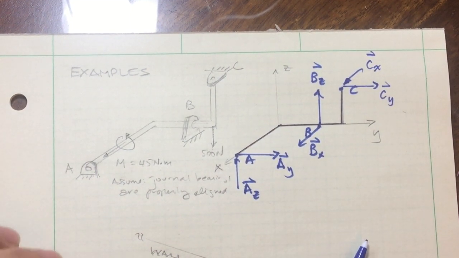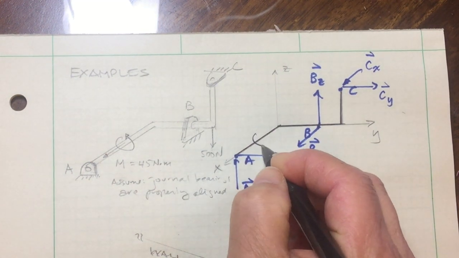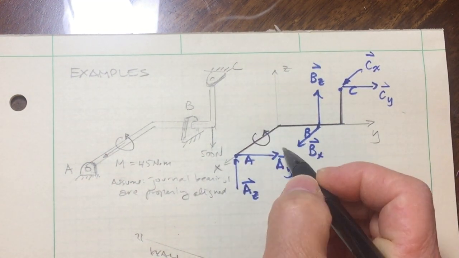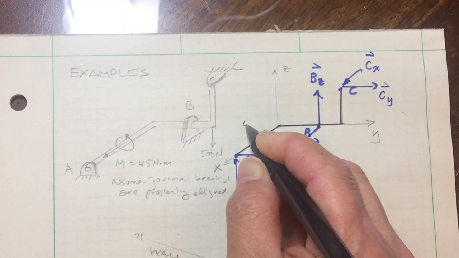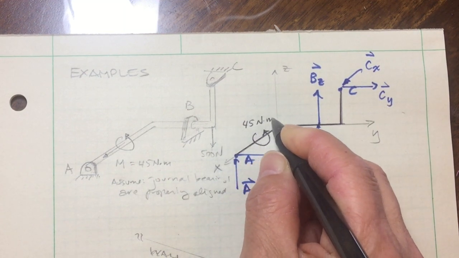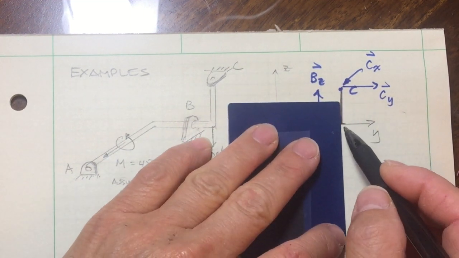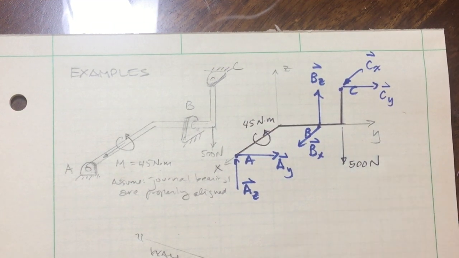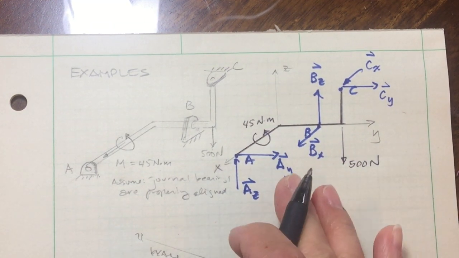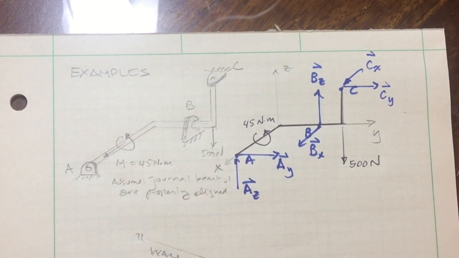And finally, we can't forget that there were applied moments. So we have to draw that on our final free body diagram. So that'll be 45 Newton meter. And we also have to draw this 500 Newton force there. So that completes the free body diagram for this three-dimensional assembly.